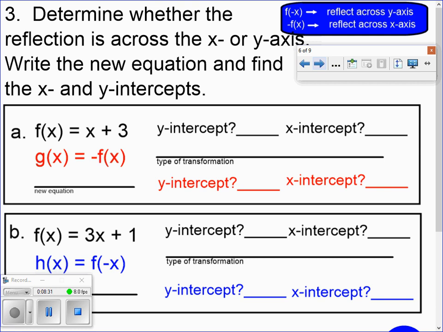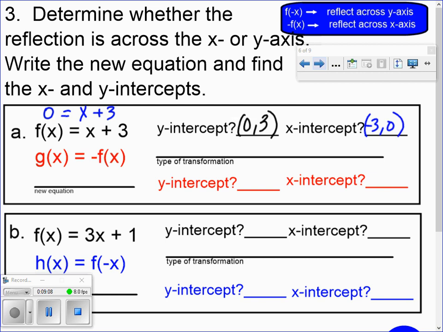So if we're looking at this one, we want to look at the y-intercept of our graph. The y-intercept of this graph is (0, 3). To find the x-intercept from the equation, remember that anytime we want to find the x-intercept, we make the y 0 and we solve for x. So if we make f of x, which is y, equal to 0 and then solve for x, we'll start off with 0 equals x plus 3. When we subtract the 3 from both sides, we see that our x-intercept is (-3, 0).